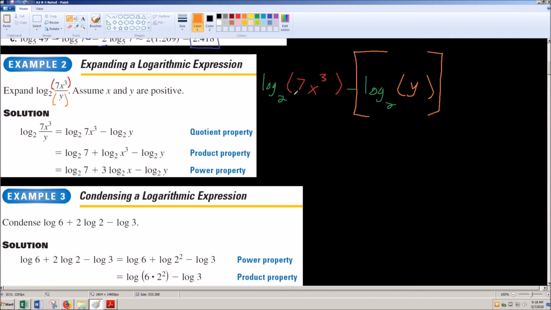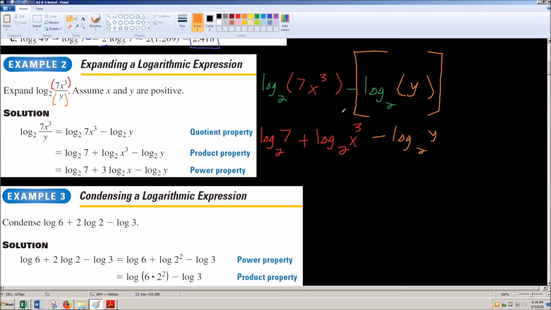So let's continue now with the numerator stuff. This is my product property. I have multiplication happening here. So this is going to turn into log base 2 of 7 plus log base 2 of x to the third. And then I've got my minus log base 2 of y.